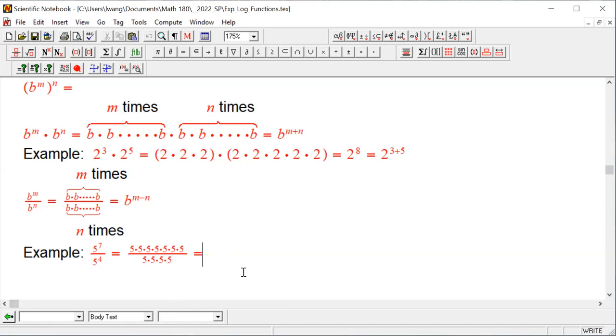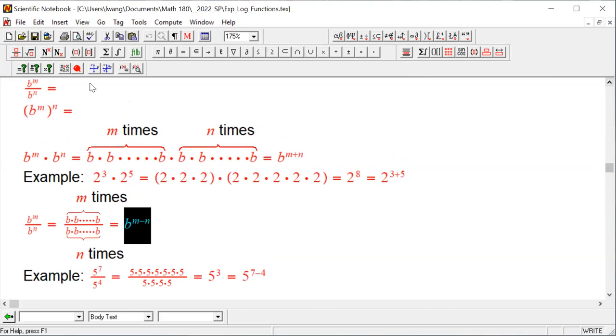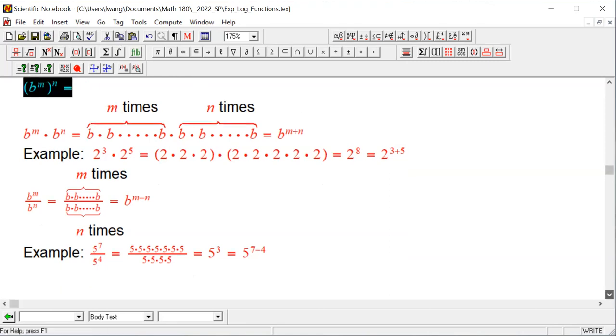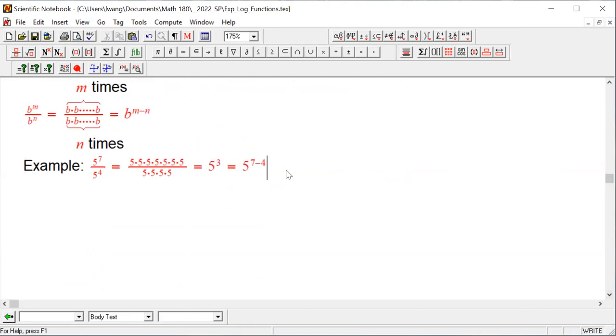So there are a bunch of cancellations. In the end, I have just 5 to the power of 3. And 3 is 7 minus 4. So that way we have derived b to the power of m minus n. And last but not least, okay, certainly these are not last. We're going to have more things to work with. So we're just working with the power.